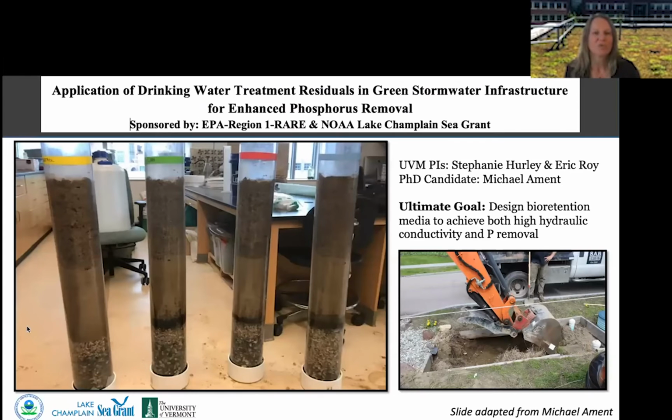So one project where we looked at low phosphorus compost in the laboratory, as well as a material that has high probability of being able to sorb the phosphorus, drinking water treatment residuals. So we're hoping to use residuals from drinking water treatment plants to filter phosphorus out of bioretention in the column form, as well as in an outdoor laboratory study.